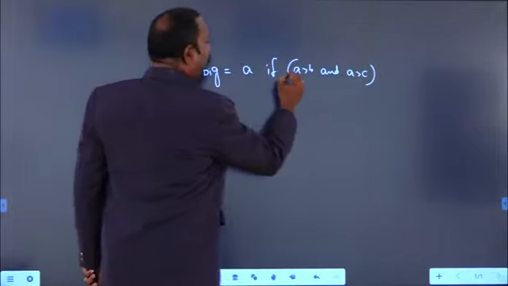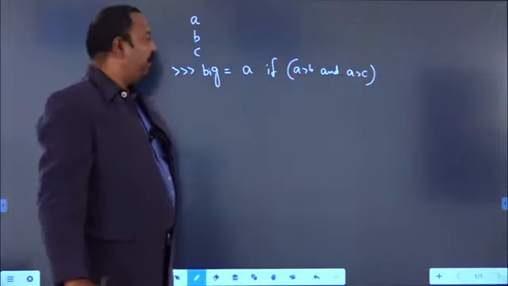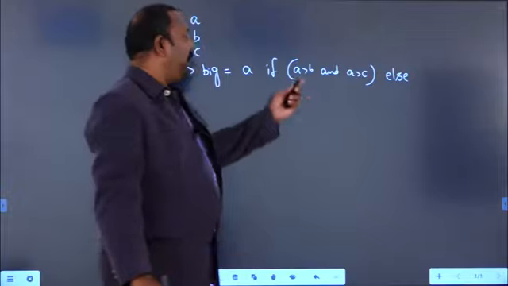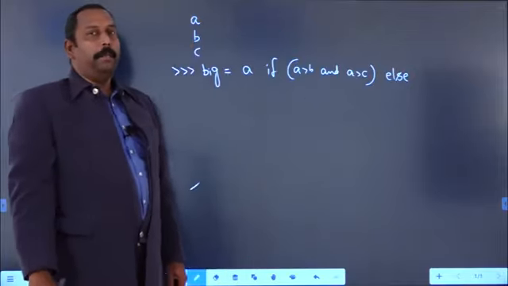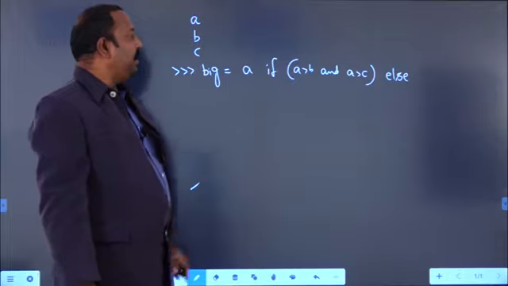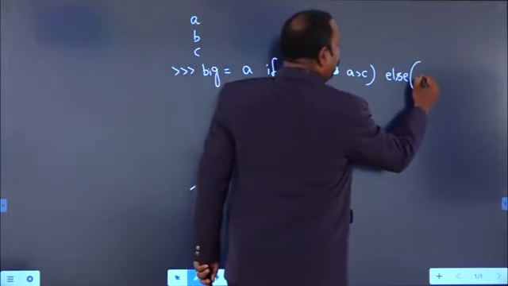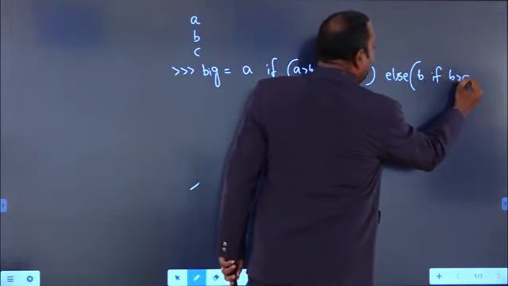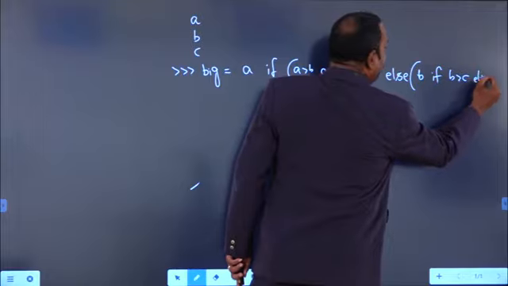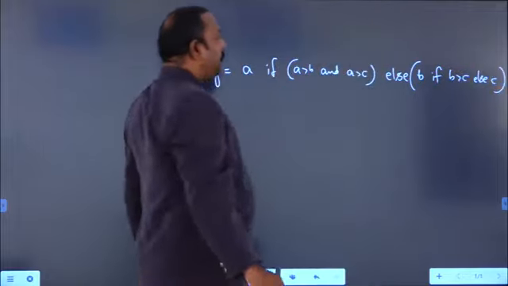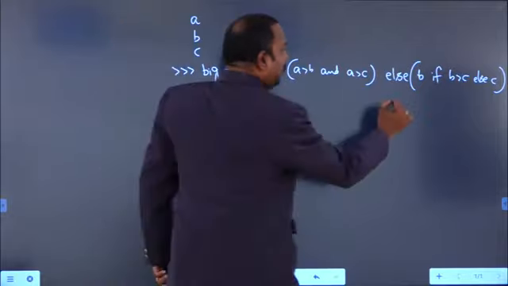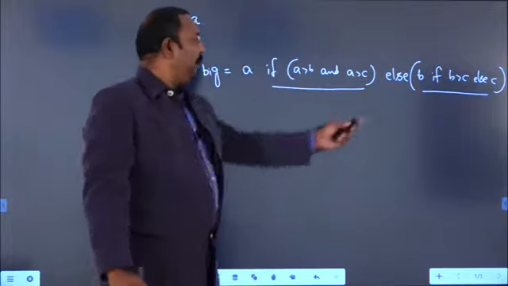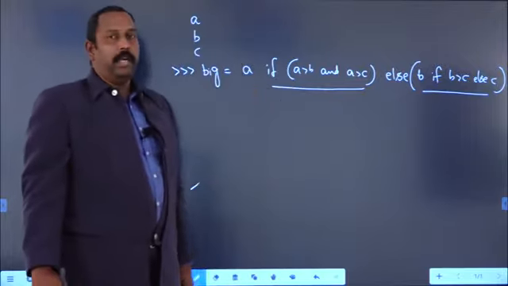If both conditions are true, then a is the biggest number. False means else, which means a is not the biggest number. Now we have to find the biggest number between b and c. That's why in the else part again you have to use b if b > c else c. So this is the nested one. This is another ternary operator inside this ternary operator. This is the inner ternary operator and this is the outer ternary operator.